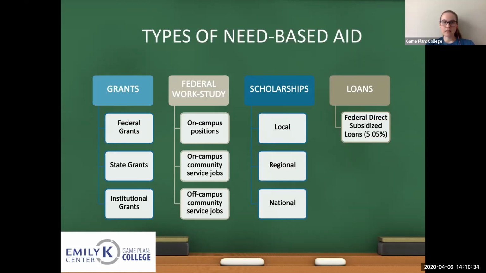The next type of need-based aid is scholarships. This is kind of similar to a grant in that it's typically money, well, it's always money that you don't have to pay back, but there may be some sort of stipulation. You can get scholarships from local organizations, regional statewide organizations, or national organizations. An example of a local scholarship could be the Lions Club or your local Rotary Club. So they may say, congratulations, you applied for this scholarship, here's this money.